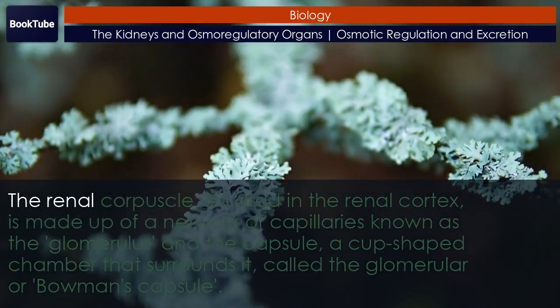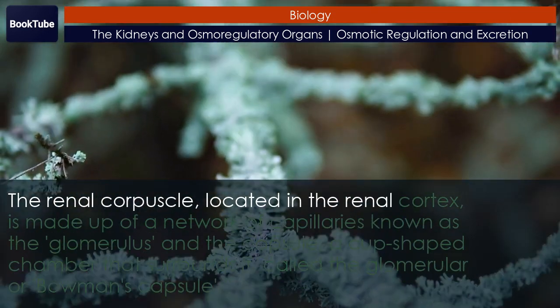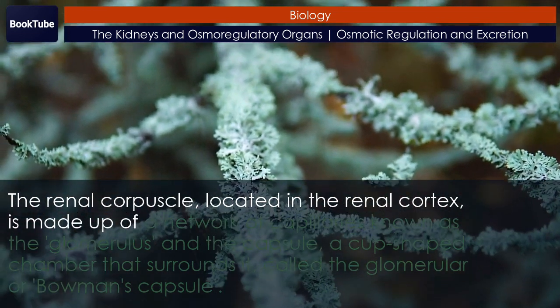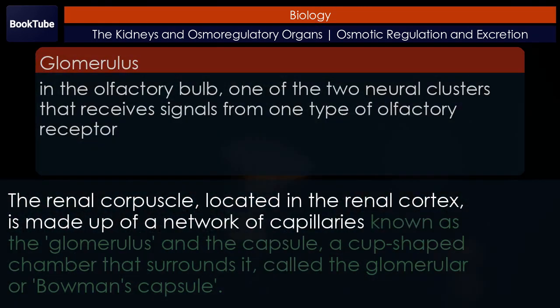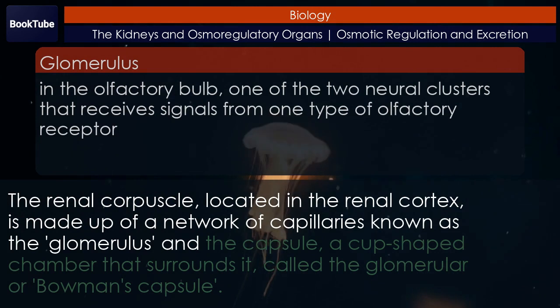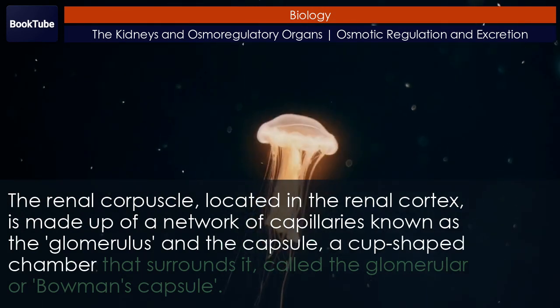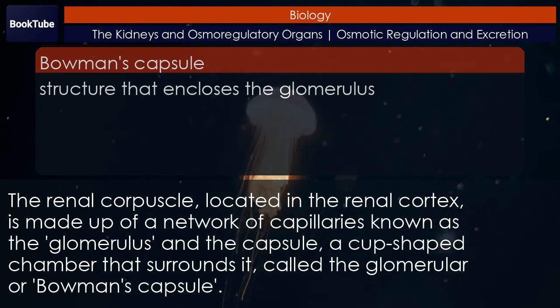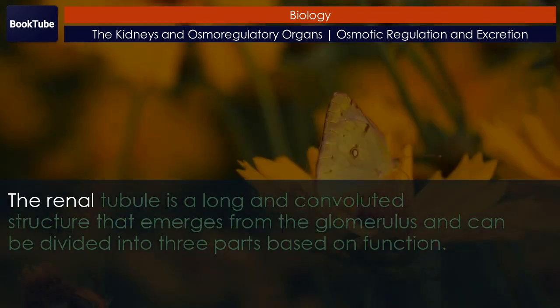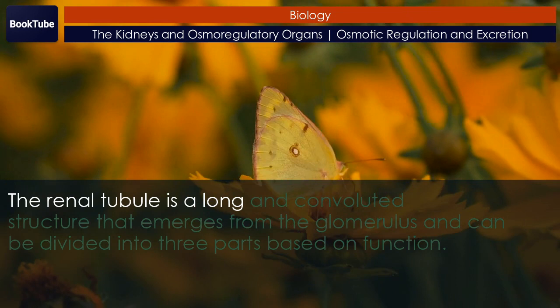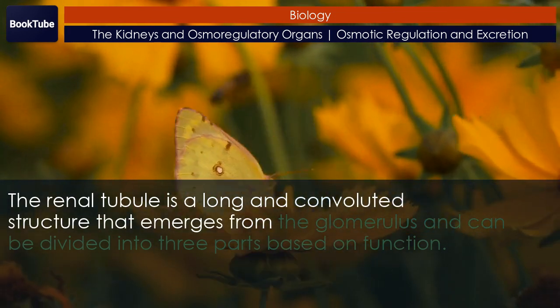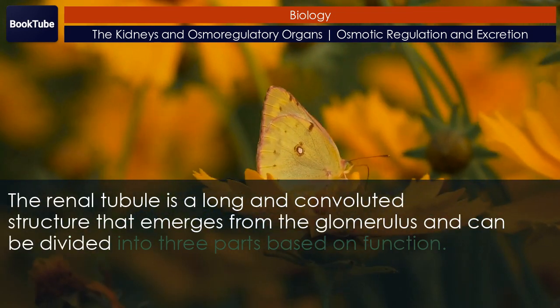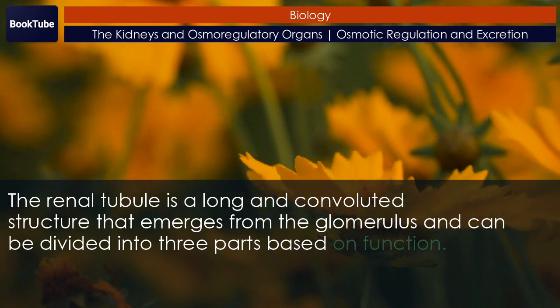The renal corpuscle, located in the renal cortex, is made up of a network of capillaries known as the glomerulus and the capsule, a cup-shaped chamber that surrounds it, called the glomerular or Bowman's capsule. Renal tubule. The renal tubule is a long and convoluted structure that emerges from the glomerulus and can be divided into three parts based on function.